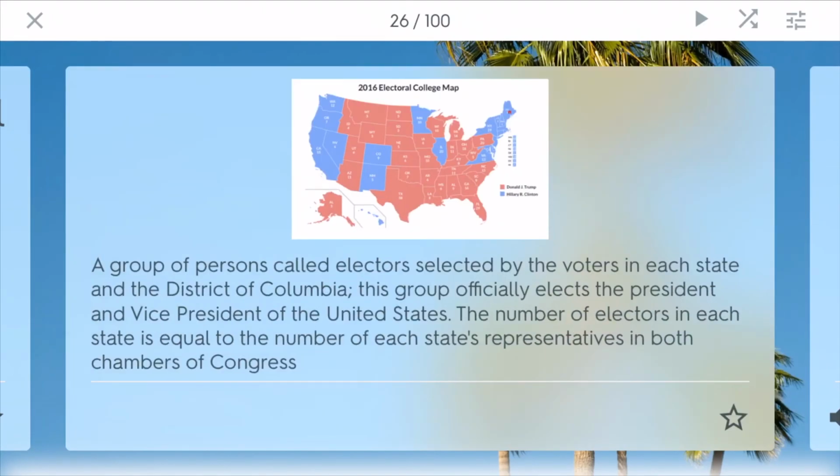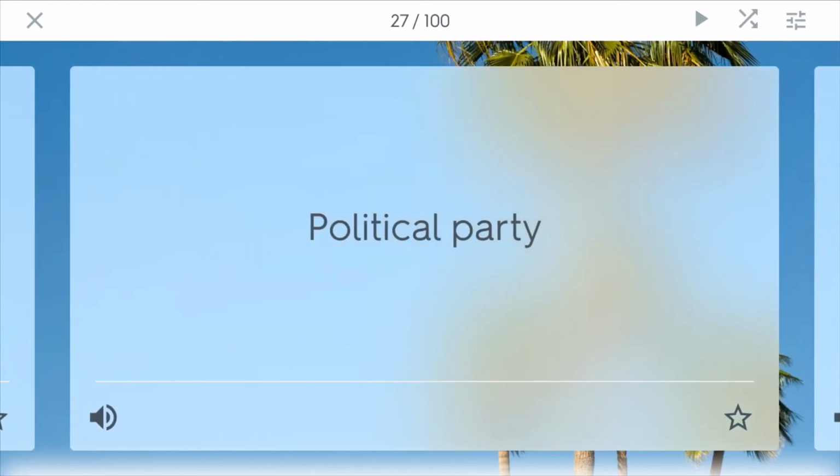Electoral college. This is a group of people called electors that are selected by the voters in each state and the District of Columbia. This group officially elects the president and vice president of the United States. So in reality, the election of the president is indirect. The number of electors in each state is determined by a formula. This formula is the number of representatives from the House in each state plus the number of senators in that state. So in each state, it would of course be plus 2 because each state has 2 senators.